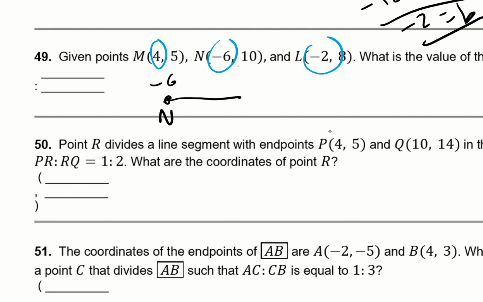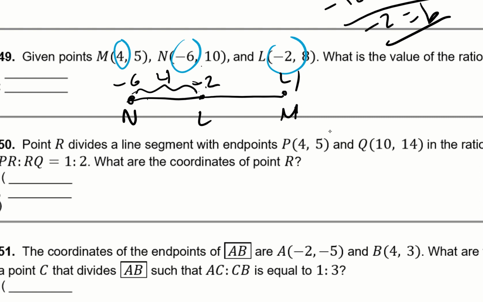We have L, which has an x coordinate of negative 2, and then M, which has an x coordinate of 4. So we can find the distance between negative 6 and negative 2. How far apart are these two numbers on the number line? Well, they're 4 apart, so the distance is 4. How far apart are negative 2 and 4? Well, they're 6 apart on the number line, and you can easily find that by doing 4 minus negative 2, and that'll give you 6. Absolute value.